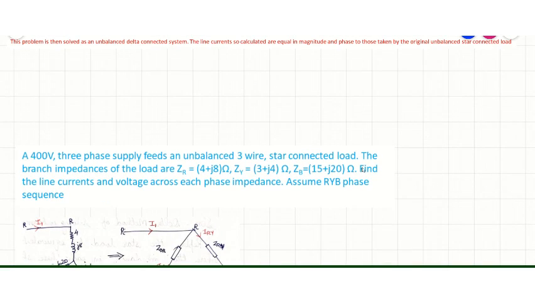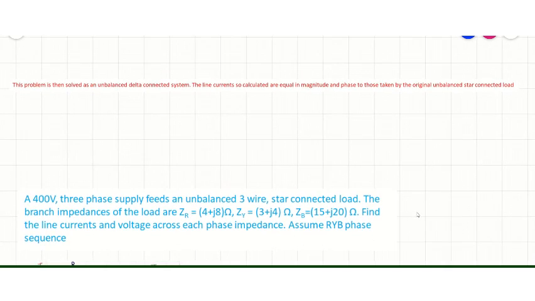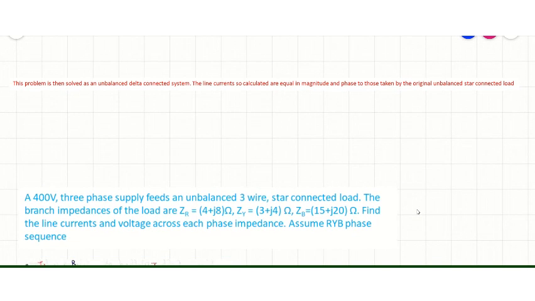Now let's move to a problem. This is the given question. A 400 volt three-phase supply feeds an unbalanced three-wire star-connected load. The branch impedances of the load, ZR, ZY, ZB, are given. Find the line currents and voltage across each phase impedance. Assume RYB phase sequence. Then draw the star-connected load as per the given values.